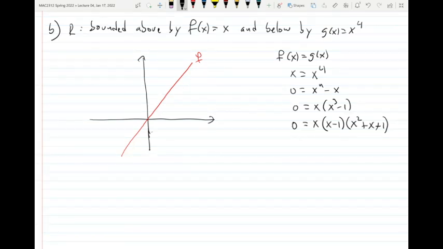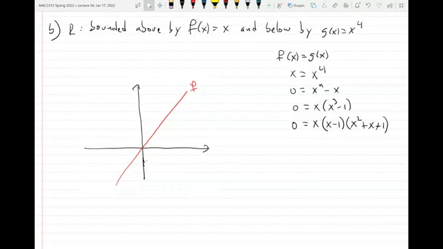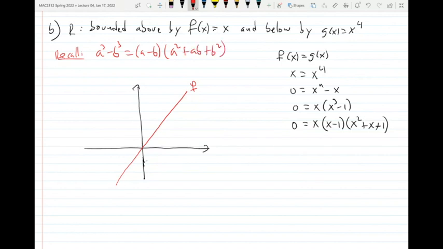Do you remember the formula to factor difference of cubes? So let me put this down a little bit. Like I said, we're going to need stuff from pre-calc, okay? So recall a cubed minus b cubed. This is a minus b times a squared plus ab plus b squared.